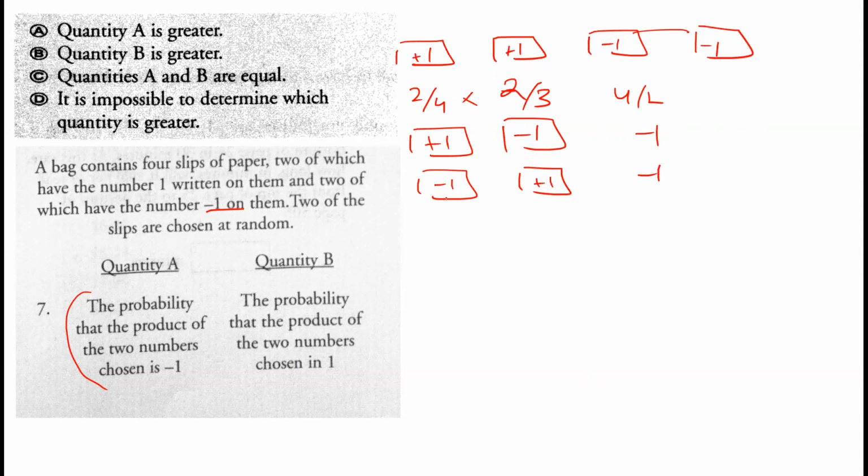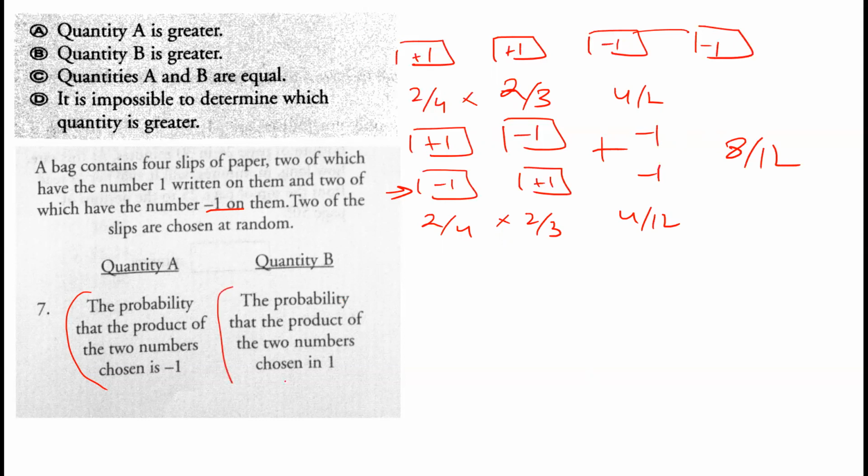And what will be the probability of this scenario, minus 1 and plus 1? The probability of getting minus 1 would be 2 by 4, and the probability of getting positive 1 in the next turn would be 2 by 3. So this would also be 4 by 12. So the total probability of having a negative number would be 8 by 12.